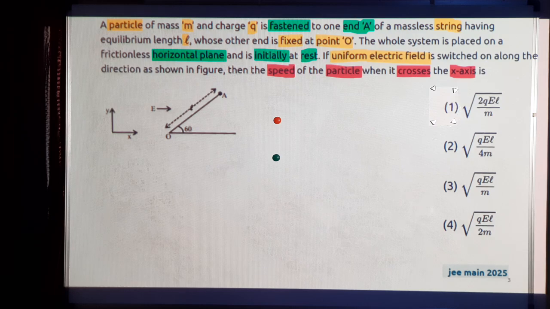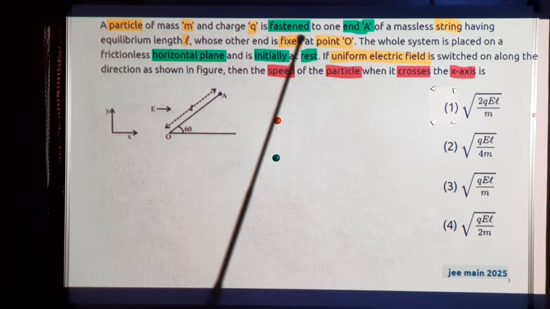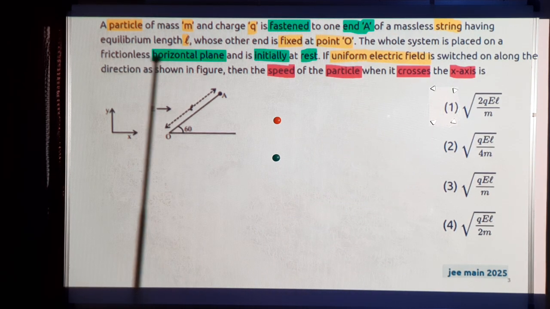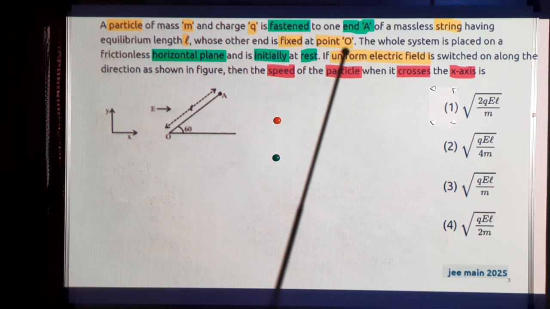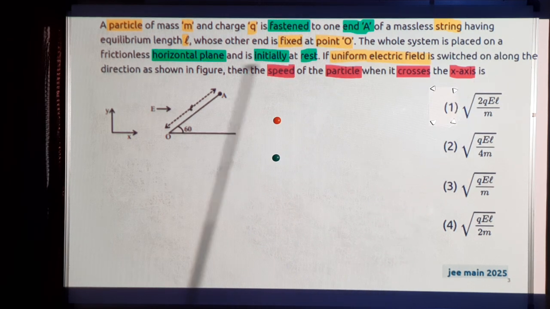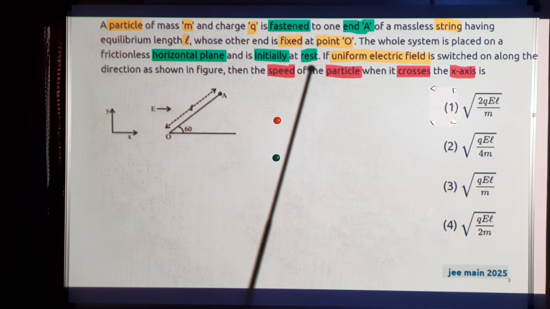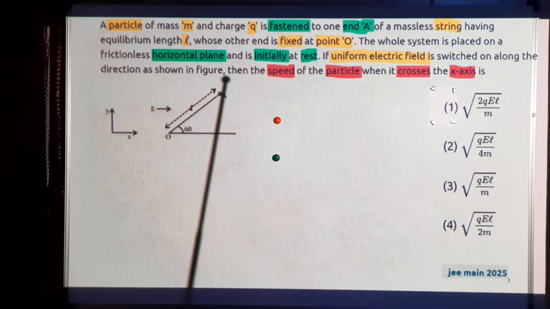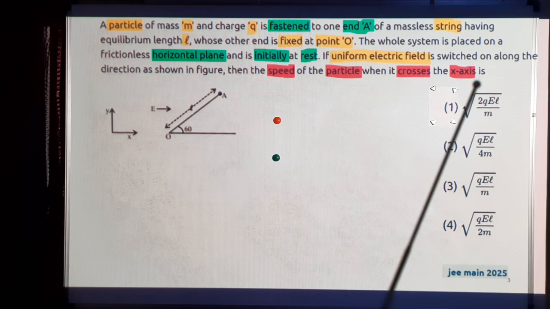This is the first question. A particle of mass m and charge q is fastened to one end A of a massless string having equilibrium length L, whose other end is fixed at point O. The whole system is placed on a frictionless horizontal plane and is initially at rest. If a uniform electric field is switched on along the direction as shown in the figure, then the speed of the particle when it crosses the x-axis is. You can pause and try this question.